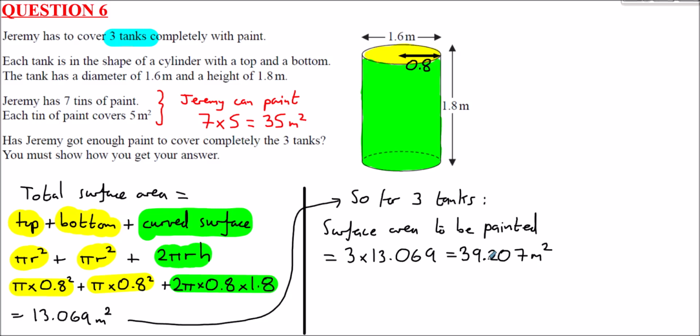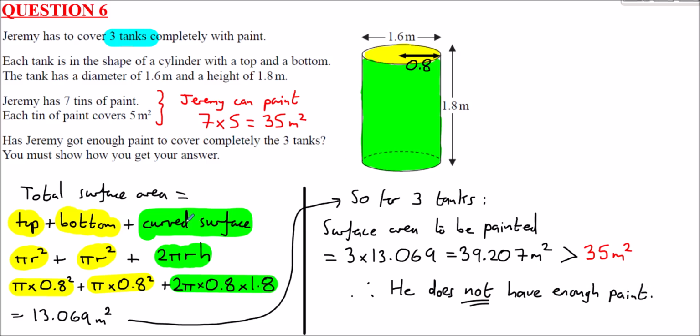So importantly here, this area that needs to be painted is greater than the amount of paint Jeremy is able to paint. So therefore, he does not have enough paint. You'd need another 10.